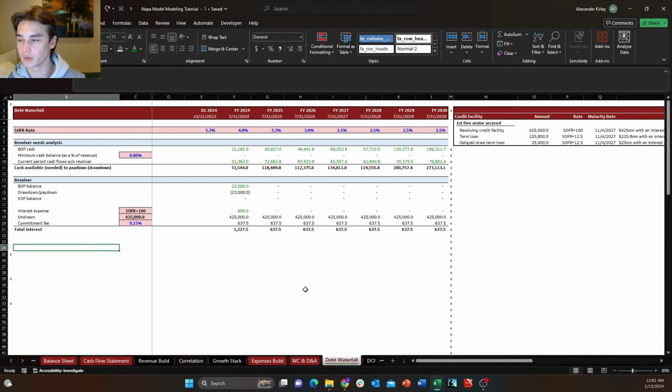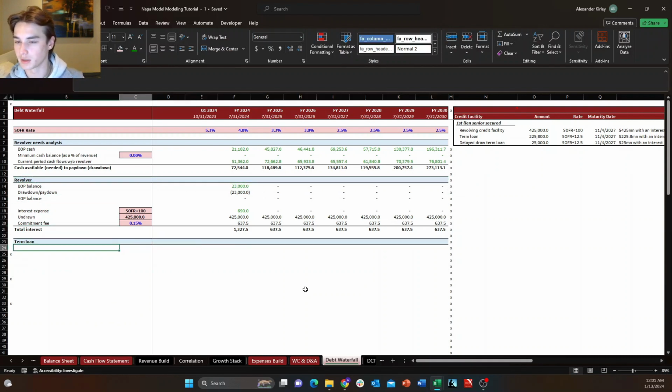After finishing the revolver, we want to get into the term loan. The term loan has some similar properties to the revolver, such as it is also based off of a SOFR spread. However, there are a few things that you want to keep in mind when dealing with the term loan.